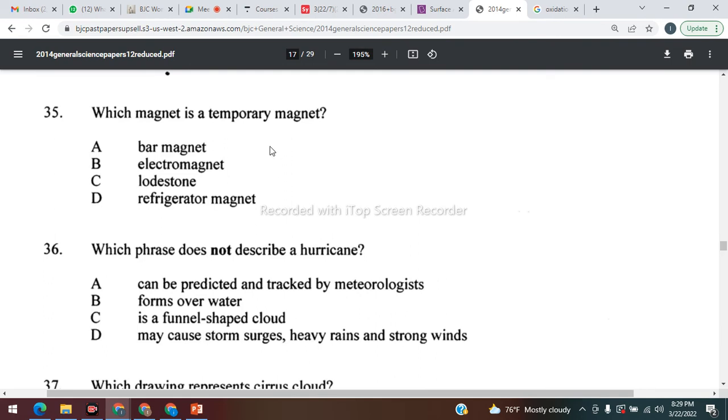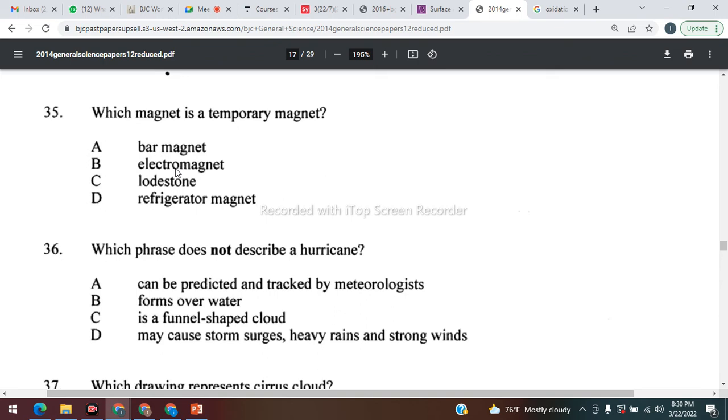Number 35. Which magnet is a temporary magnet? Is it a bar magnet, electromagnet, lodestone, or refrigerator magnet? Bar. A. Bar? No, definitely C. Temporary magnet. D. I said D. Electromagnet. D as in boys club. Electromagnet, but it's a refrigerator magnet though. You could take it off. No, they don't mean like that. It's still a magnet either way, because a refrigerator magnet remains a magnet.